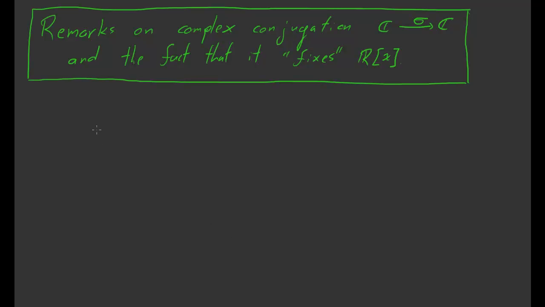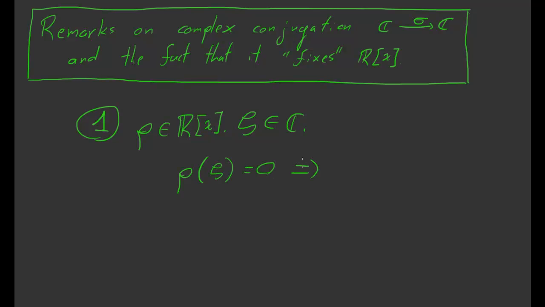Two remarks. First, in the mainline videos, we proved that if p is a real polynomial, and if zeta is some complex number, then p of zeta is equal to 0 if and only if p of sigma zeta is equal to 0. So zeta is a root of p if and only if its complex conjugate is a root of p. That's what we proved in the mainline videos.